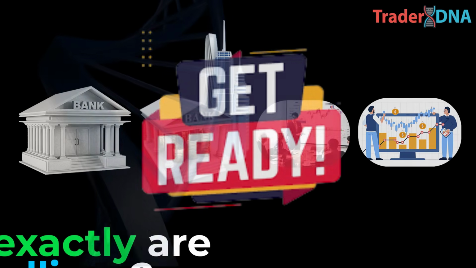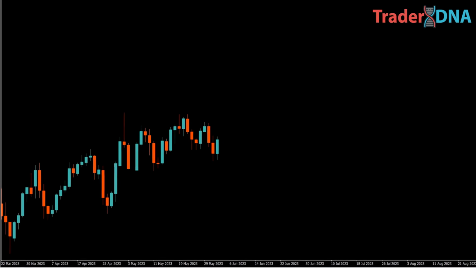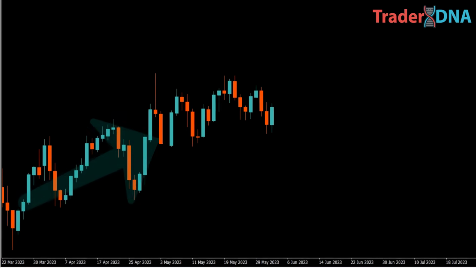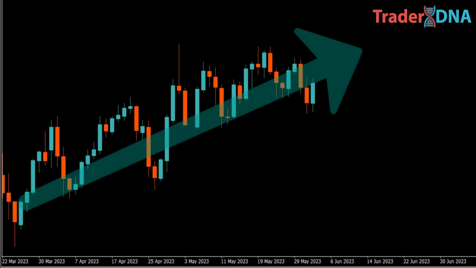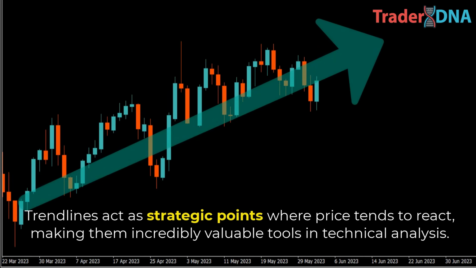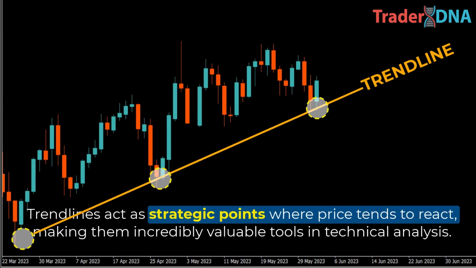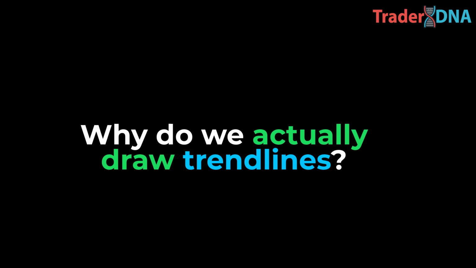Alright, first things first, what exactly are trend lines? Trend lines are essentially key levels that naturally form within a trending market. These lines help us visually define the market's direction, whether it's moving upward or downward. But more importantly, they act as strategic points where price tends to react, making them incredibly valuable tools in technical analysis.